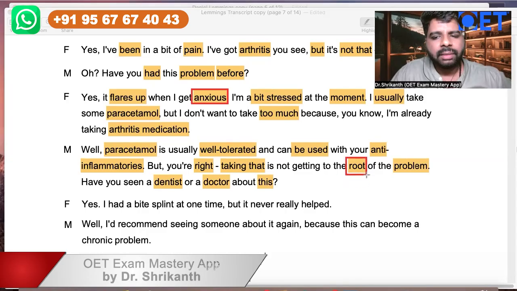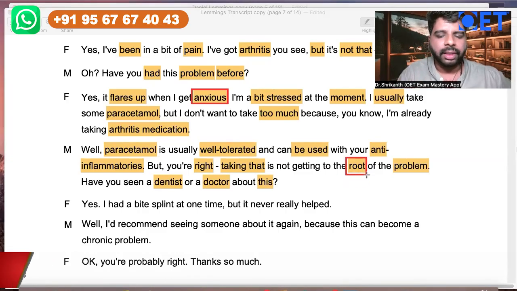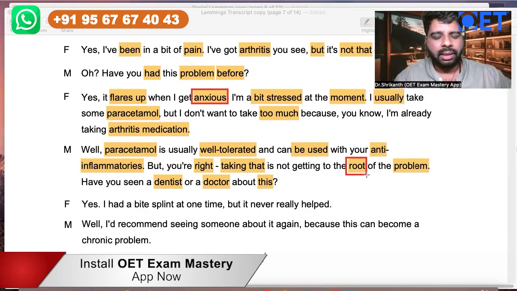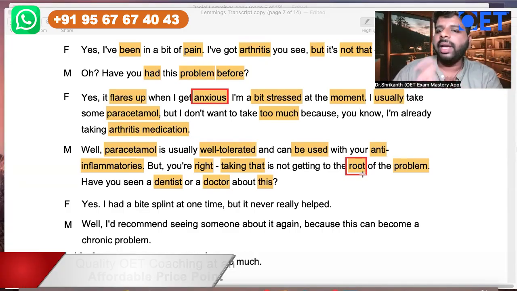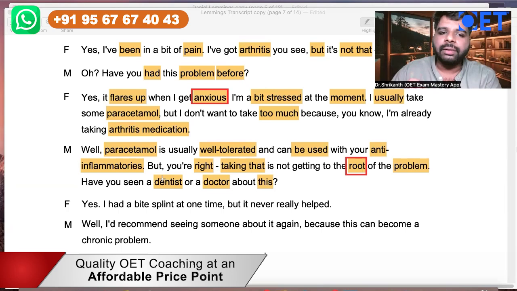The root basically means the main problem. So the main problem is asthma. Dust is just an allergy, just a trigger over here. So similarly, anxiety is just a trigger for her, but the main problem needs to be rectified by a dentist or a doctor. So there's a lot of depth in this particular question.